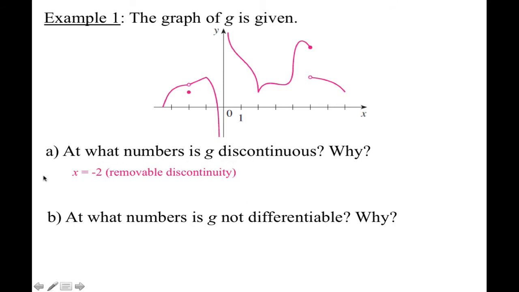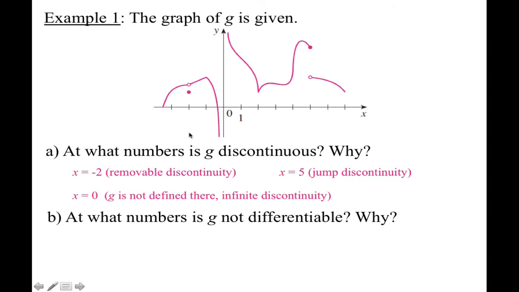So discontinuity at -2 because you have a removable discontinuity. At x equals 0 because G is not defined there, an infinite discontinuity. You have a vertical asymptote. And at x equals 5, you have a jump discontinuity.